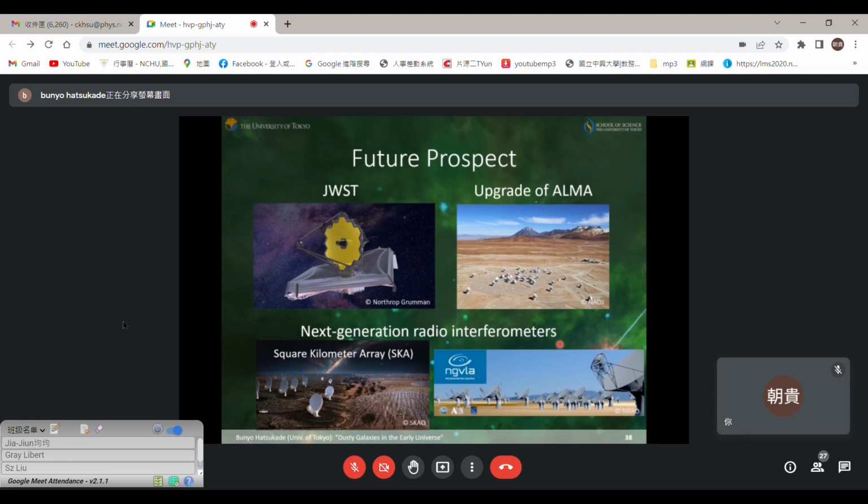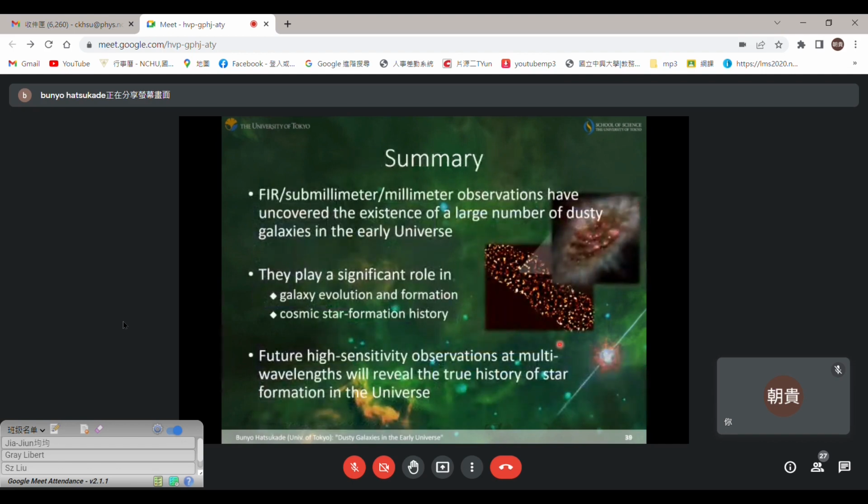So to summarize my talk, far-infrared and millimeter observations have uncovered the existence of a large number of dusty galaxies in the universe, and they play a significant role in galaxy evolution, formation, and the cosmic star formation history. And these future high-sensitivity observations at multiple wavelengths will reveal the true star formation history of the universe. Thank you very much.